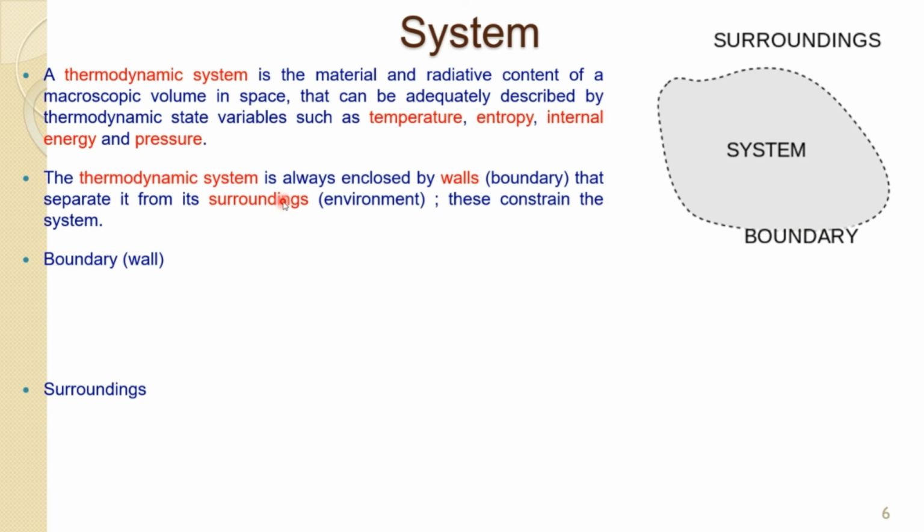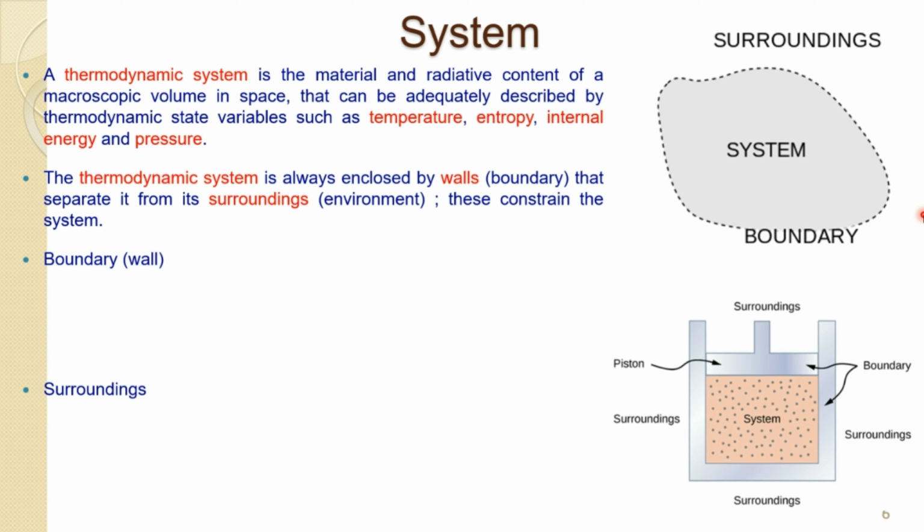A thermodynamic system is always enclosed by a wall. These are walls, or we call it the boundary. So we can call it the wall boundary. Once you want to think of a thermodynamic problem, you always need to have a boundary first. You only think of what is inside the boundary, which separates it from its surroundings. What is outside this boundary is called the surroundings, or we can call it the environment. This constrains the system. So now you understand we have a system inside the boundary, and we have surroundings outside the boundary.